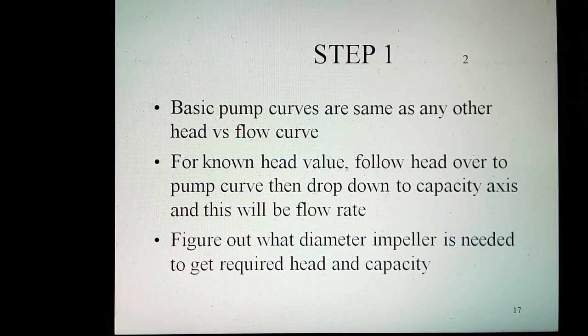Step 1. The basic pump curves are no different than reading any other head flow curve. For a known head value, follow the head over to the pump curve, then drop down to the capacity axis, and this will be the flow rate. What you are trying to figure out here is what diameter impeller is needed to get the required head and capacity.